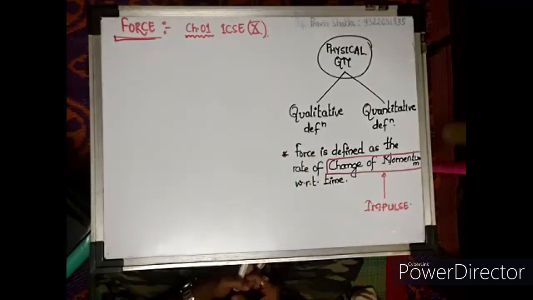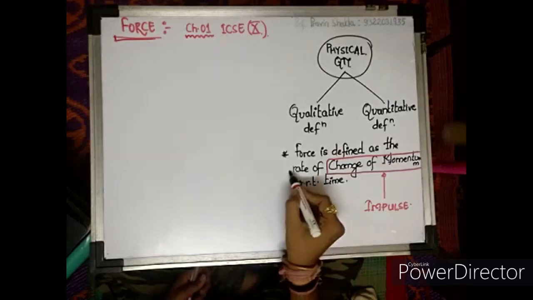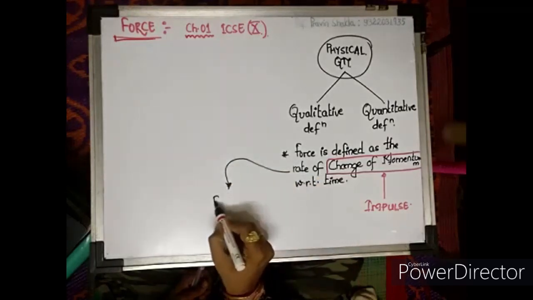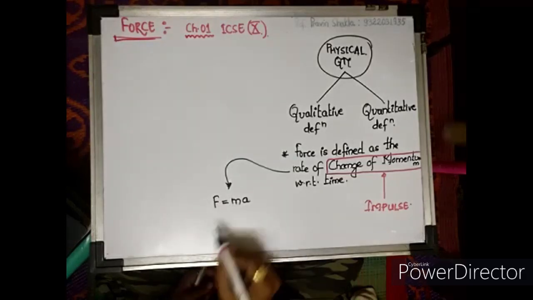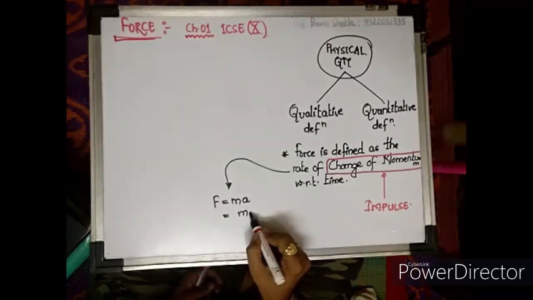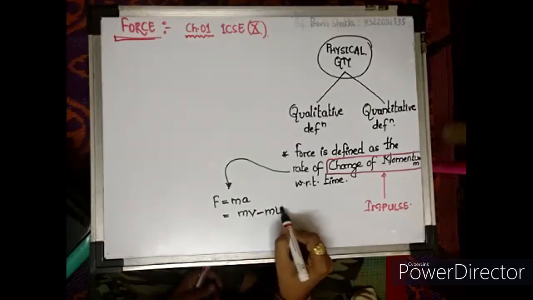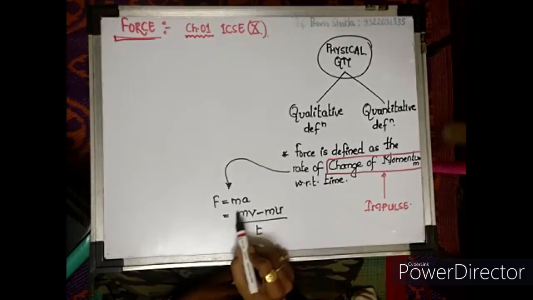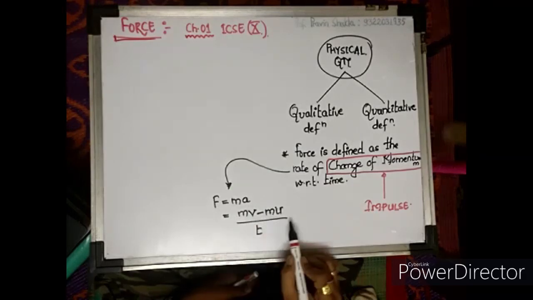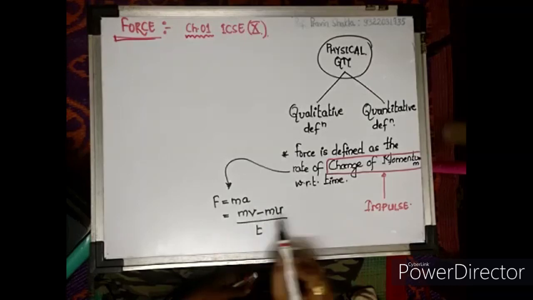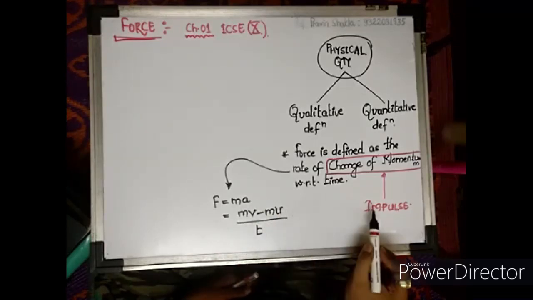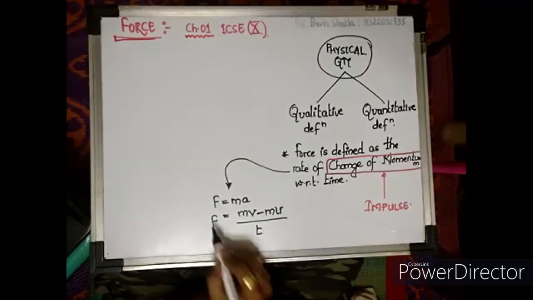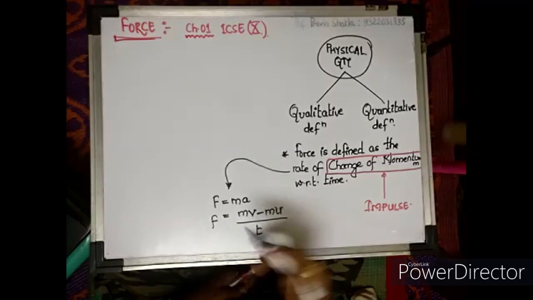F is equal to ma. This is the formula, right? So I'm writing the formula now. F is equal to ma or (mv minus mu) upon t, whatever you call it. It is the same thing. So this is basically the change in momentum: final momentum mv, initial momentum mu, upon time taken. Change in momentum is nothing but impulse if it is very small. If you multiply the force with time, you get impulse.